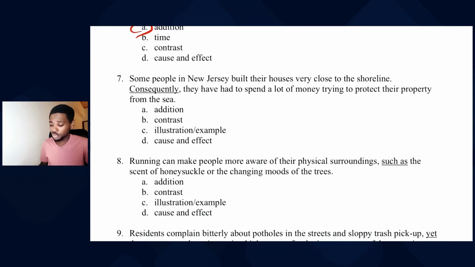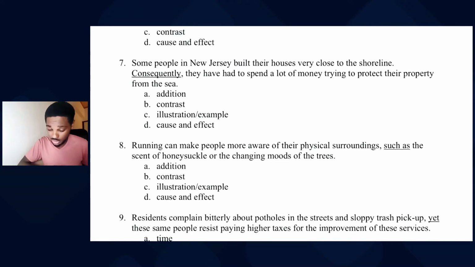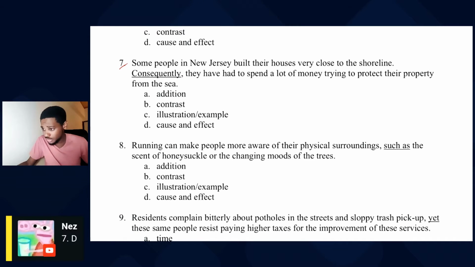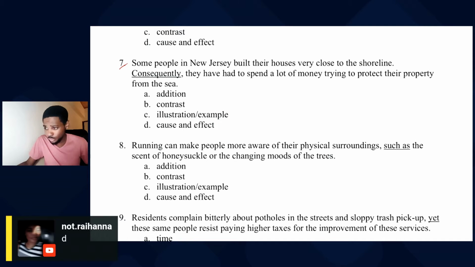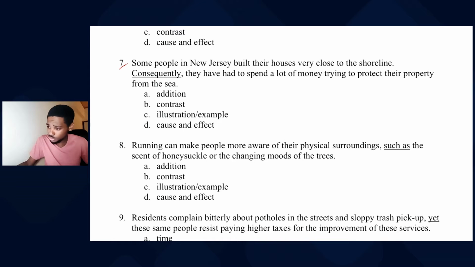Number 7, some people in New Jersey built their houses very close to the shoreline. Consequently, they have had to spend a lot of money trying to protect their property from the sea. Lucky number 7, what's happening with the consequently here? All right, I'm seeing the answers are getting faster. We see cause and effect there. We see D, cause and effect. Ashley, A. Oh, D. Oh, you had me sweating for a moment there. Not Rehana. Welcome, not Rehana. I know who you are not, but who are you? Georgia says cause and effect. And yeah, we're showing the consequence of something. It's all in the word, right? So because something happened, something else happened. So definitely we're seeing a cause and effect relationship.